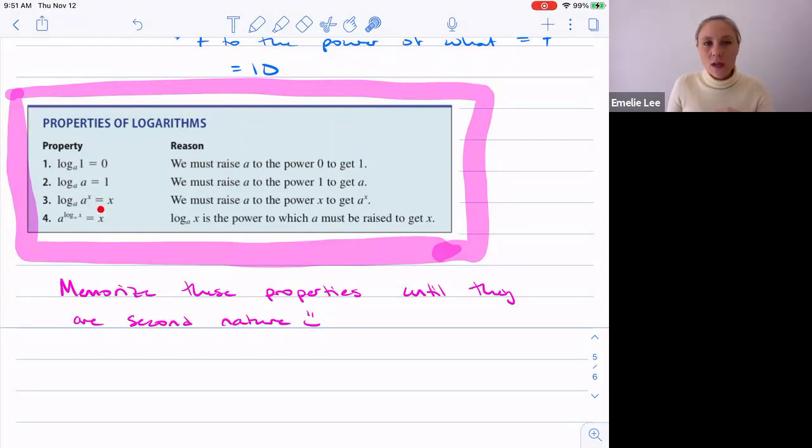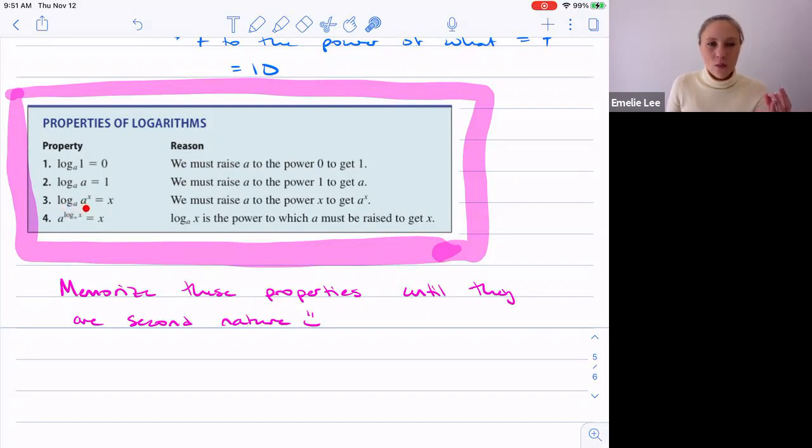Now, we already saw that, right? Log base 7 of 7 to the power of 10, well, that's got to be 10, because to get to 7 to the power of 10, I have to take 7 to the power of 10. I know, it sounds obvious, right? But when you're dealing with these things, they're not that obvious. But this is a key concept.